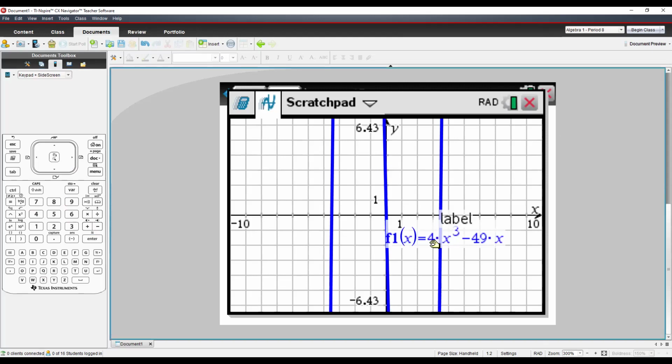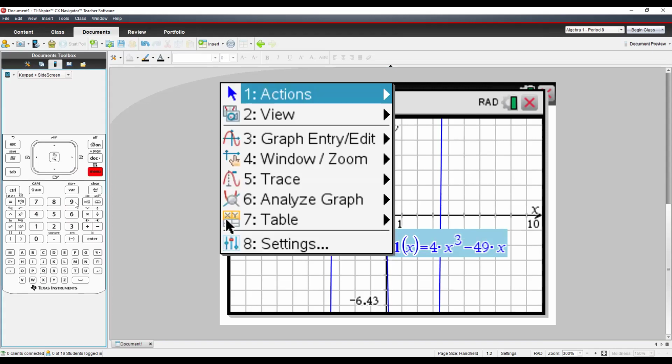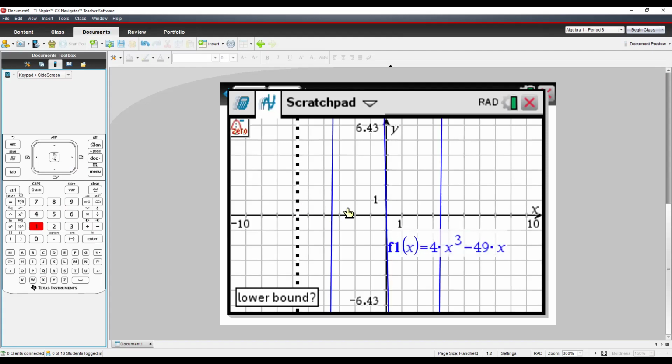Now notice, the highest exponent, or the degree of this function, is 3. In this case, it has 3 zeros. So we need each one. So we're going to go menu 61, and we're going to do this 3 times. So here's the first 0.